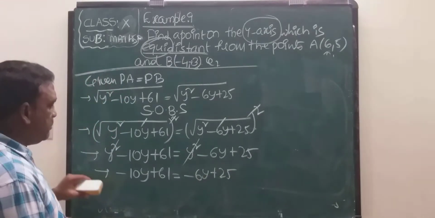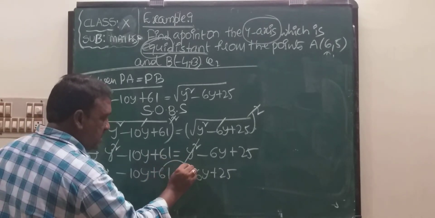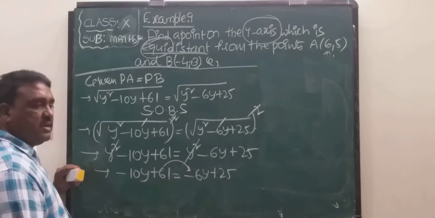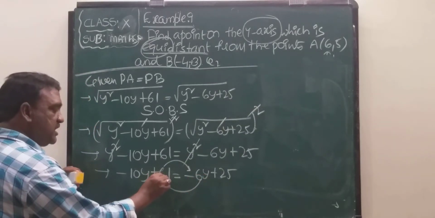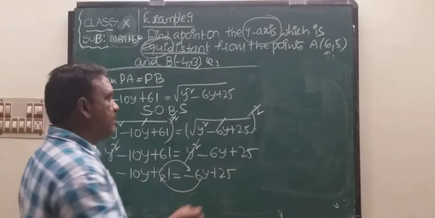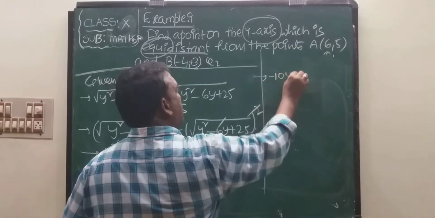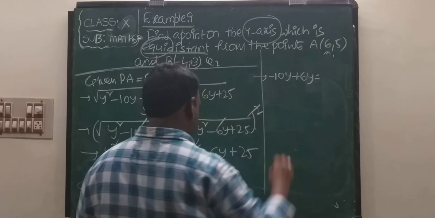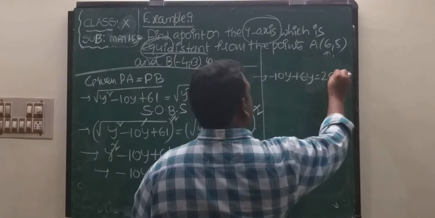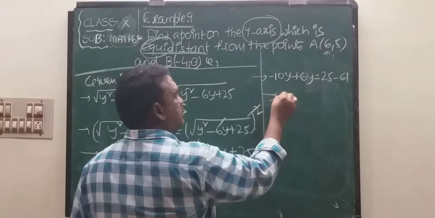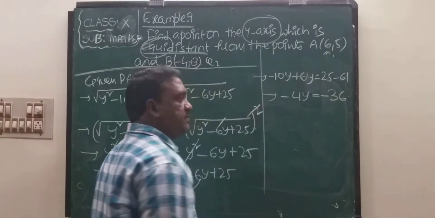Then terms are moving, you know the procedure. Plus 61 is moving to right side. Minus 6y is moving to left side. So signs change, you know. So minus 10y plus 6y equal to what is there? 25 minus 61. So minus 4y, minus 36.